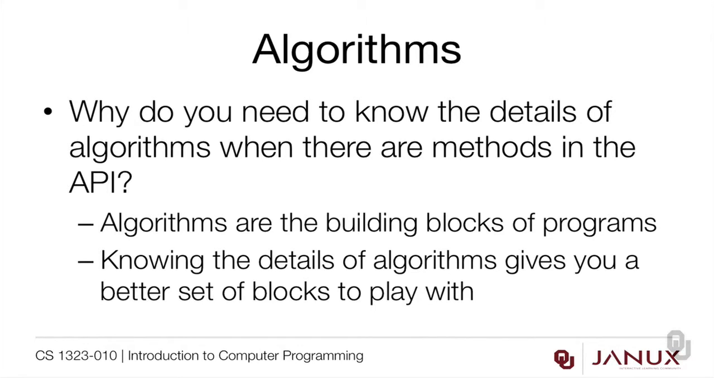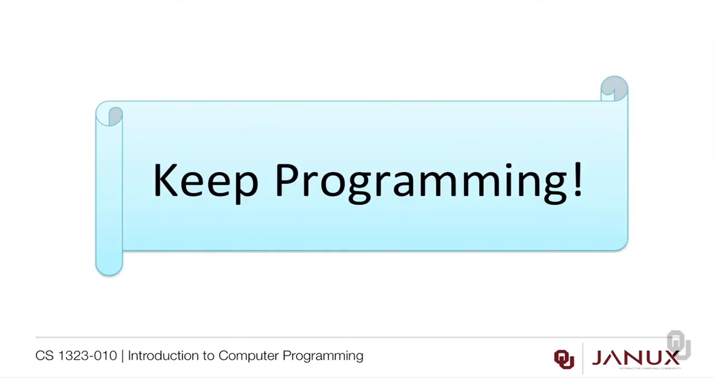Let's talk about algorithms a little bit. When we were looking at insertion sort and selection sort, you might have wondered why you need to know the details of the algorithms when there are methods in the API. Well, the reason is that algorithms are building blocks for programs, and knowing the details of the algorithm gives you a better set of blocks to play with. For example, if we had to approach this problem and we didn't know selection sort or insertion sort, the only thing we could do is call the Arrays.sort method, and that's not the most efficient way to do it. That's why you need to know the details of algorithms, even when you don't necessarily implement them every day, and even when it's good to call things from the API. So keep programming.